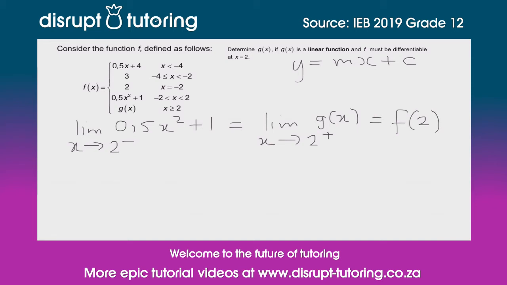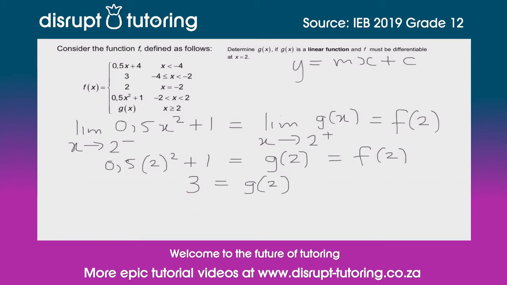So what we can do is substitute x equal to 2. So we have 0.5 times 2 squared plus 1 equal to the limit of g of 2, which in this case will also equal f of 2. So 4 times 0.5 is 2, 2 plus 1 is 3, which is g of 2. Okay, but what else do we know?